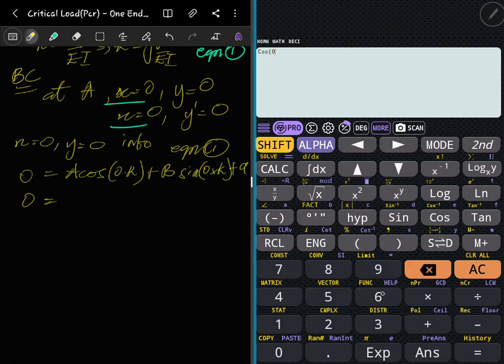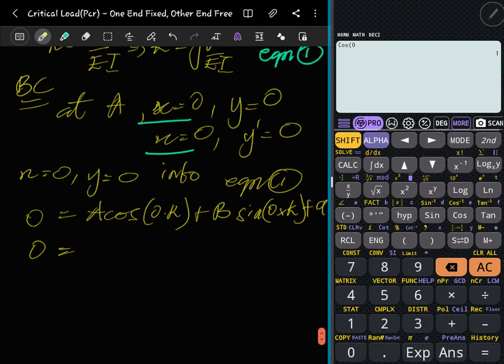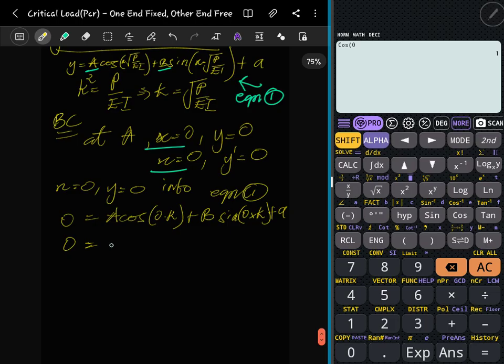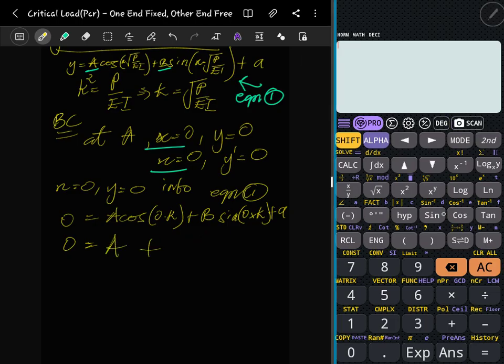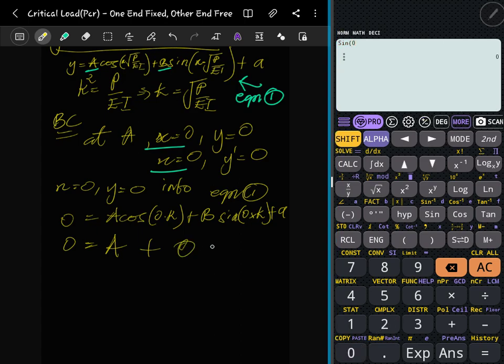So cos of 0, and that gives us 1. So meaning we have A here, plus sine of 0. Sine of 0 gives us 0. That's plus 0 plus a, which means that we have our capital A being equal to minus a.